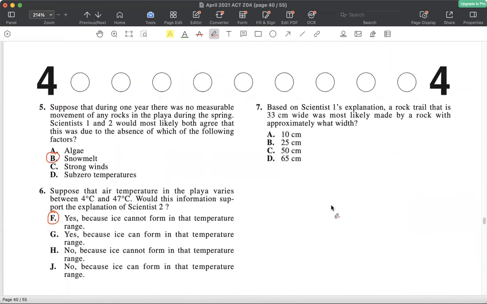So if the trail is 33, then that's 2/3 the width of the rock, where let the rock's width be x. So x is 33 into 3 by 2, which is 99 by 2. So that's almost 50, right? So C.